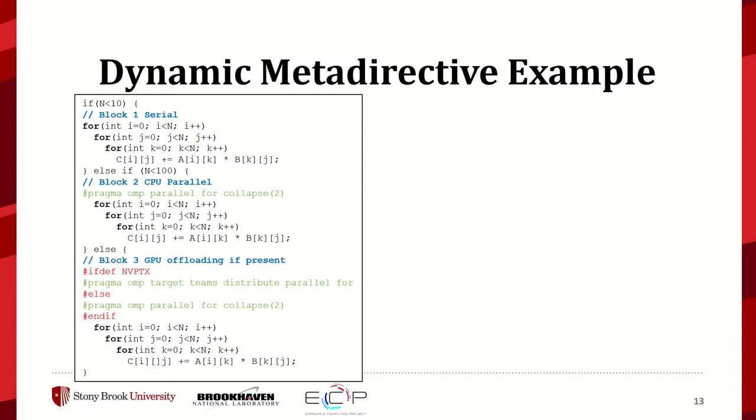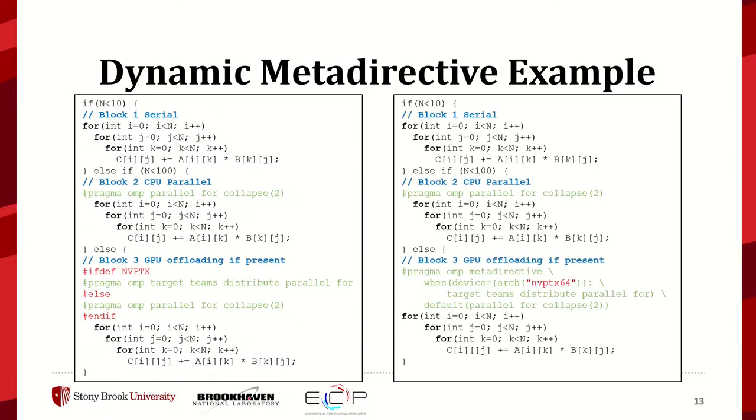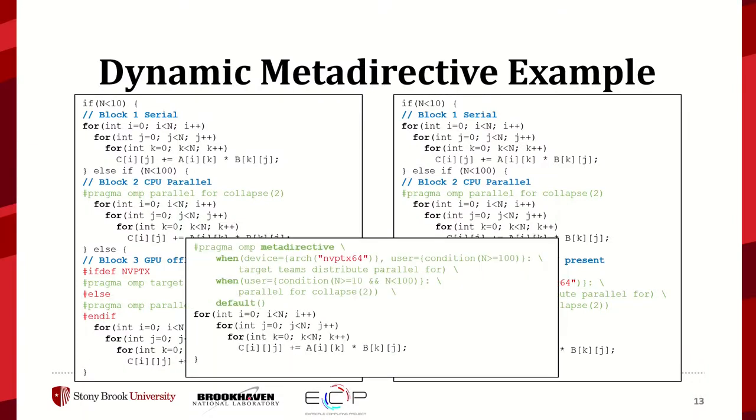which block to compile, and eventually they will end up writing three if-else blocks with different directives. Even if we use the static metadirective code, unfortunately the programmer will only be able to use the metadirective in the last else statement as given in this code. But with a dynamic metadirective, programmers can write a much cleaner code without replicating the blocks multiple times.